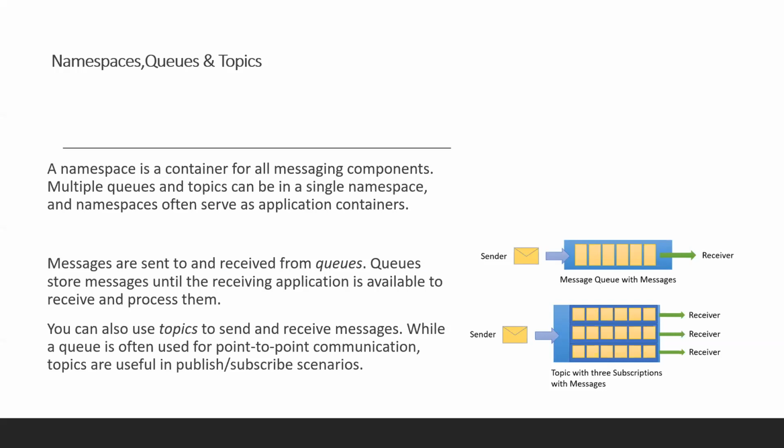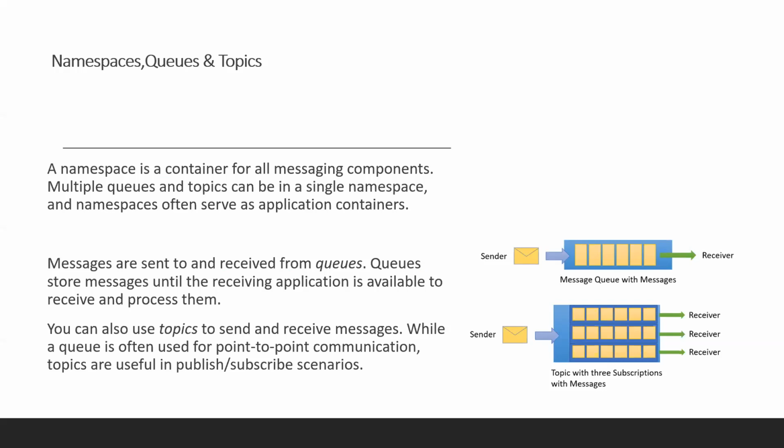Messages in queues are ordered and time-stamped on arrival. Once accepted, the message is held safely in redundant storage. Messages are delivered in pull mode, only delivering messages when requested.